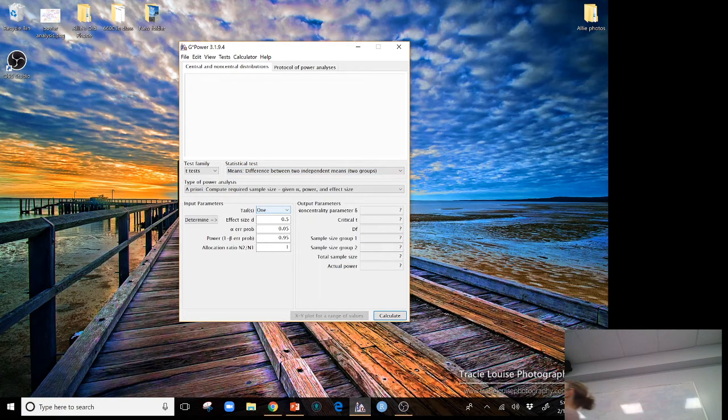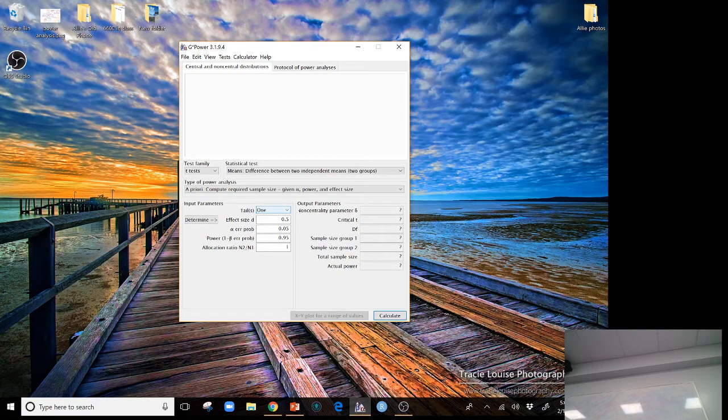Your power analysis completely depends on picking the right test. You cannot do a power analysis for correlation and then hope you're going to have enough to do a regression analysis. It does not work that way. They're not interchangeable, so you've got to know what you want to do. So we want to compare means and see the difference between two independent groups, treatment and placebo.